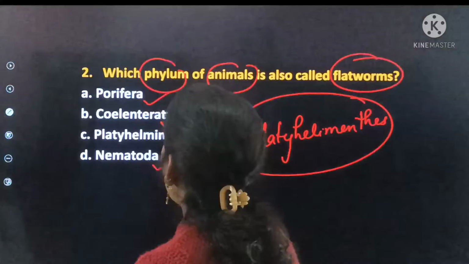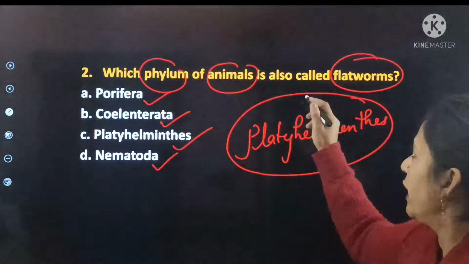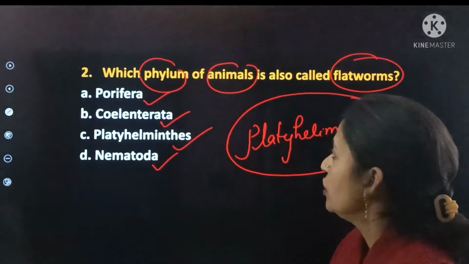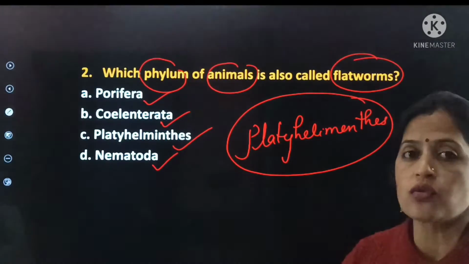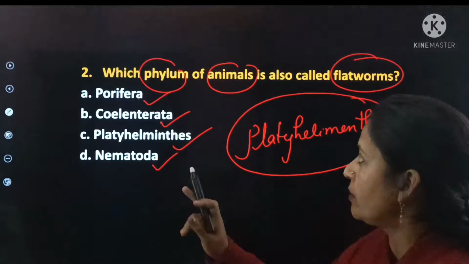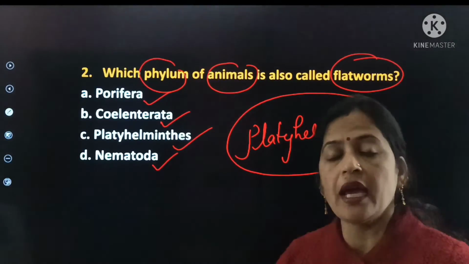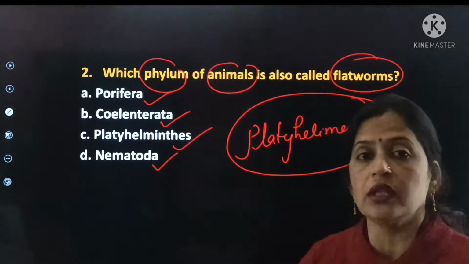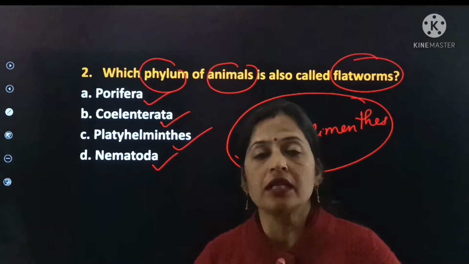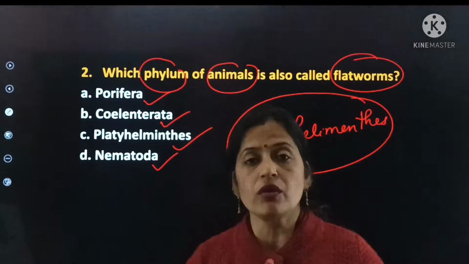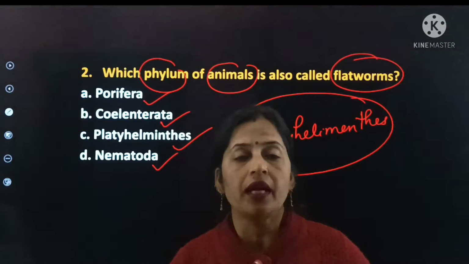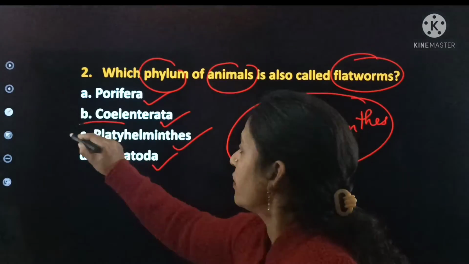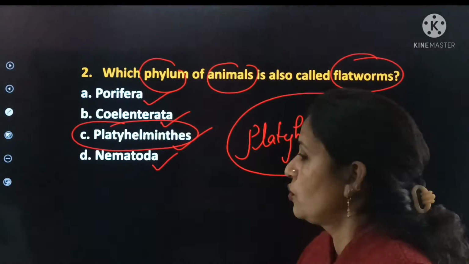So here Platyhelminthes is the phylum of animals that is also called flatworms. Porifera जो है वो phylum नहीं animals का जिसको हम flatworms बोलते हैं. Coelenterata भी आपका ऐसा phylum नहीं है. Even Nematoda is not the phylum called flatworms, but only Platyhelminthes is the phylum of animals known as flatworm. So this is the right answer for question number 2.